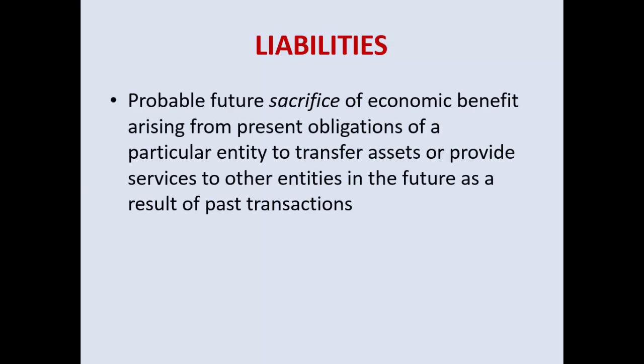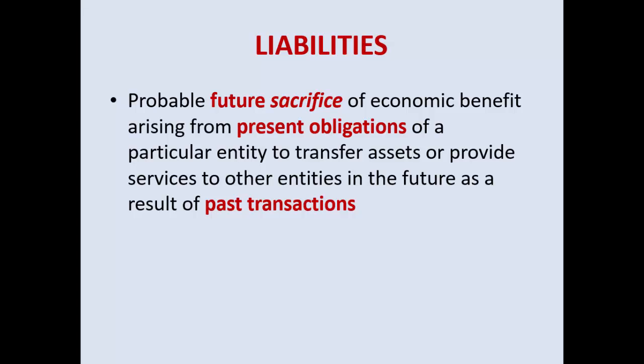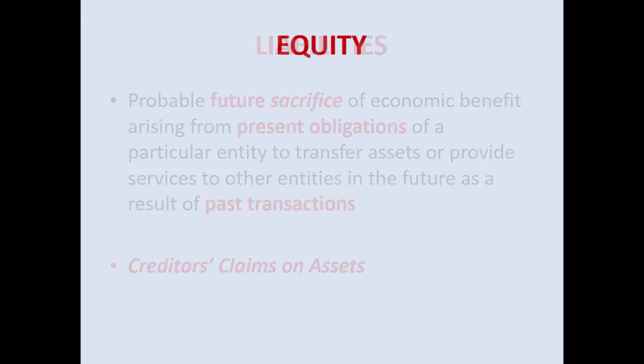Liabilities, the FASB definition: probable future sacrifice of economic benefits arising from present obligations of a particular entity to transfer assets or provide services to other entities in the future as a result of a past transaction. So, way to remember this: future sacrifice, you have a present obligation because of a past transaction. These are your creditors' claims on your assets.